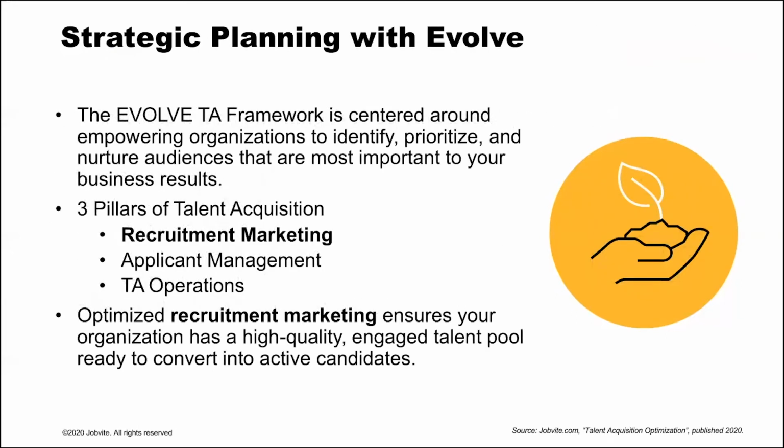Another way to put these questions into action is by adopting what we call the Jobvite Evolved Talent Acquisition Framework, or for short, you can just call it the Evolved TA Framework. The Evolved TA Framework is centered around empowering organizations to identify, prioritize, and nurture audiences that are most important to your business results.